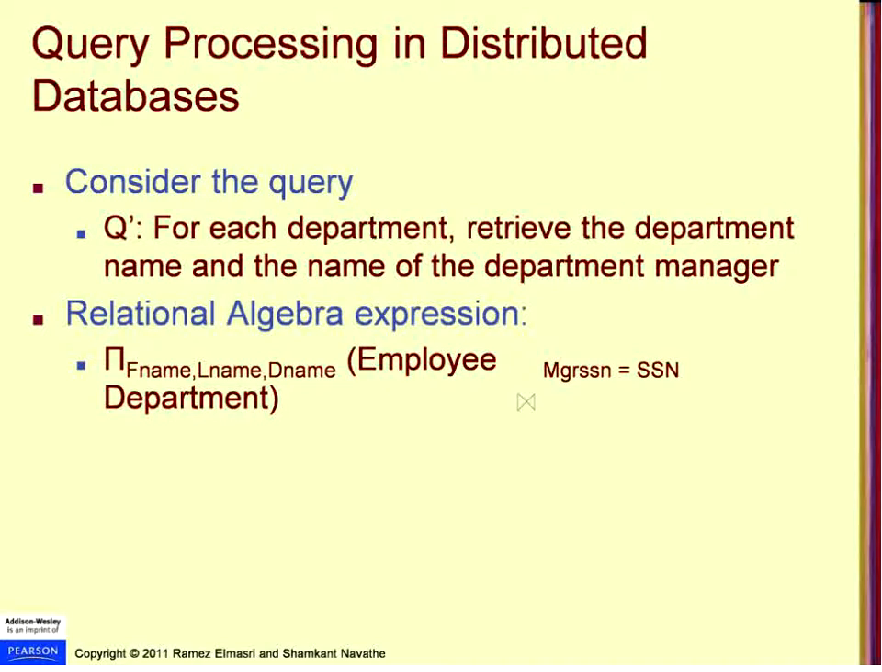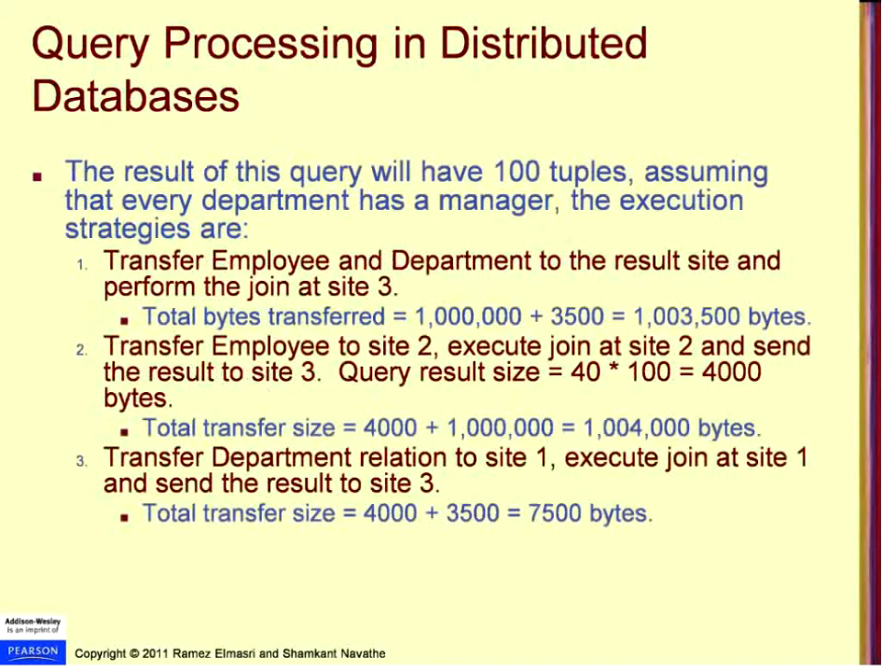Yes, because in the department table there are 100 tuples, and we are going to find the name of the department manager of that department. So there are 100 departments, so it means the results will have 100 tuples. So the result of the query will have 100 tuples, assuming that every department has a manager.